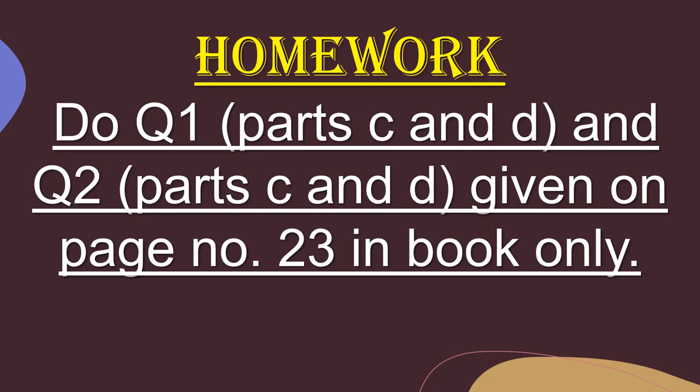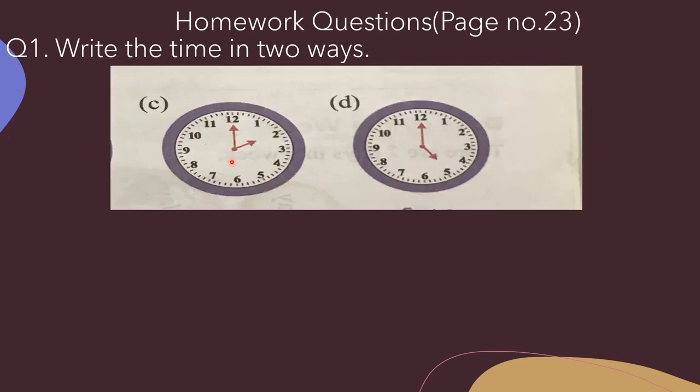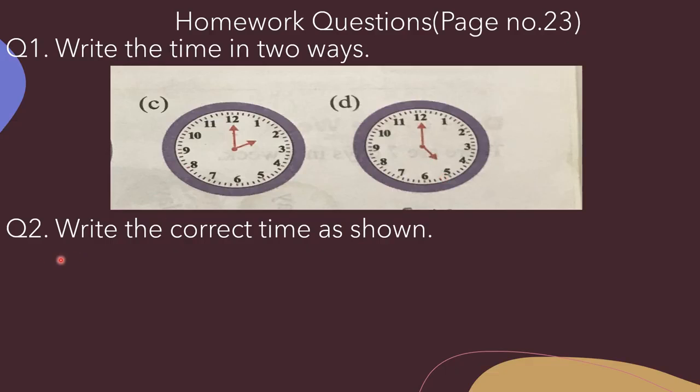Now I am going to show you the homework questions, that is: write the time in two ways. Question number 1, write the time in two ways. In C part, it is given the minute hand is at 12 and the hour hand is at 2. And in D, the minute hand is at 12 and the hour hand is at 5. Now you have to write the correct time in two ways. Okay. Now question number 2. Write the correct time as shown.